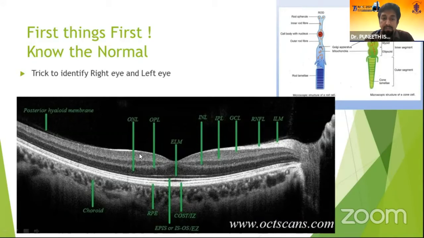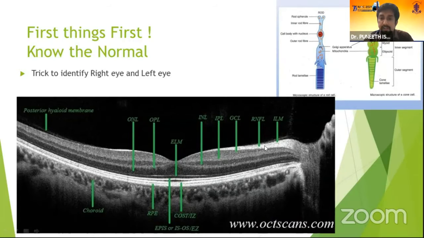Okay, then coming to the inner retina, we have the hyperreflective and hyporeflective layers. All the hyporeflective layers are nuclear layers, whereas all the hyperreflective or white layers are plexiform layers. So we have the outer nuclear layer, outer plexiform layer, inner nuclear layer, inner plexiform layer. Then we have the ganglion cell layer and the nerve fiber layer.